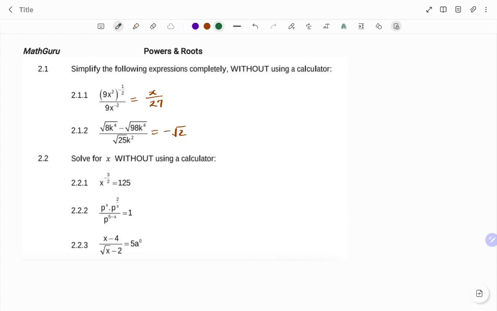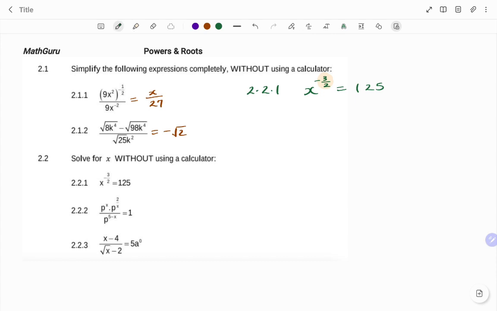For the second part of the question, I'm to solve for x. The first one says x to the power of negative 3 over 2 equals 125. In order to take out my negative 3 over 2, I need a value that will make that 1, and that is multiplying by the inverse.